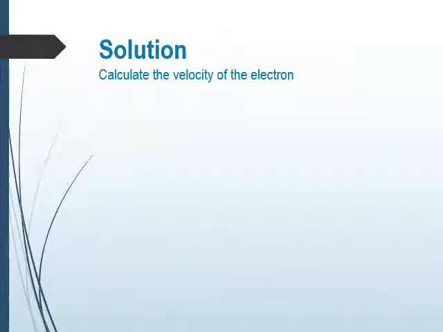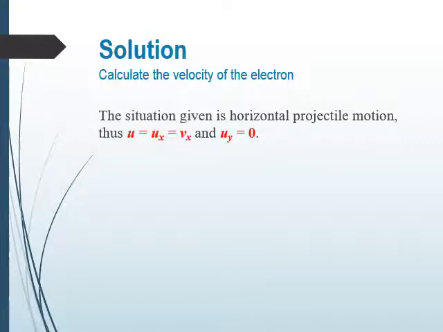If you look at the path traveled by the electron, you will notice that the situation given is horizontal projectile motion. When it comes to horizontal projectile motion, the initial velocity u is equal to ux and it is equal to vx, which shows us that the velocity is always constant along the x component. Whereas for the y component, uy is equal to 0, but vy is not equal to 0, which means there is an acceleration along the vertical component.